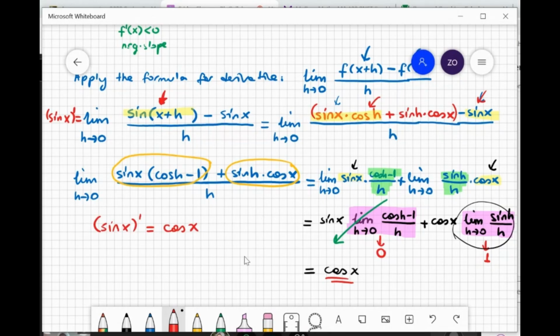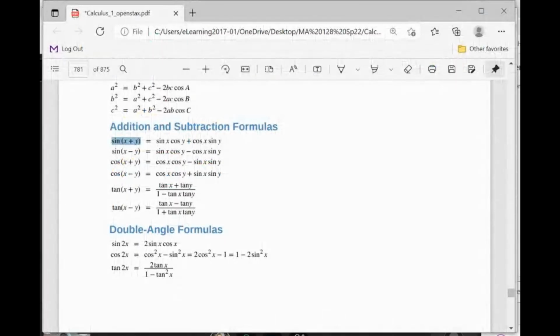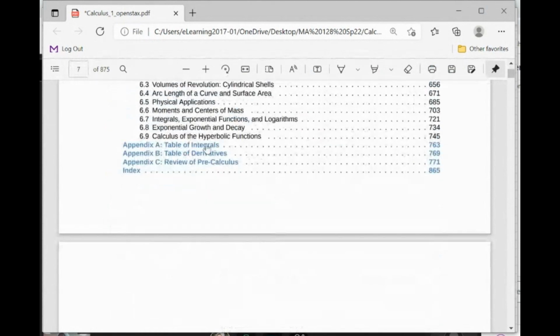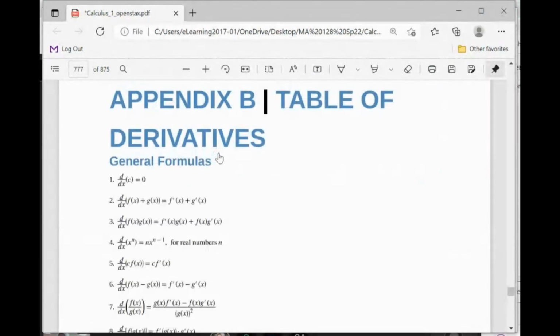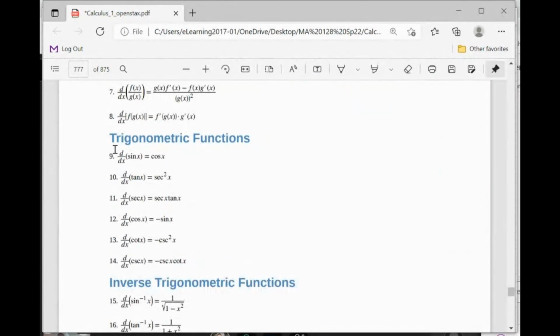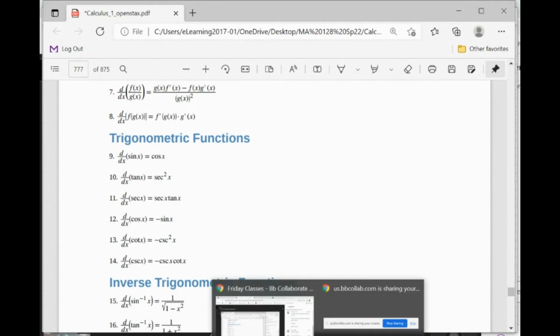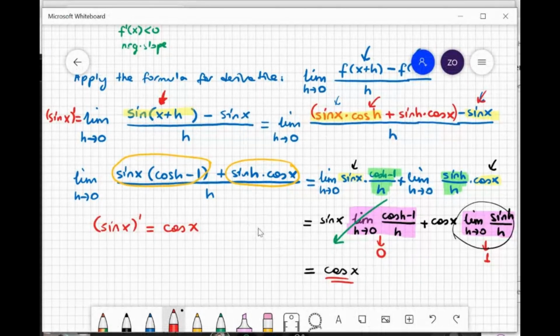Okay, so this is what you should know as a rule, and let me in fact take you to the text again and look at the table of derivatives, appendix B. If you go down, this is the first thing under trig functions that you will see: the derivative d over dx of sine of x equals cosine of x. So the derivative of the sine function is the cosine function, which we have just derived using the definition of the derivative.